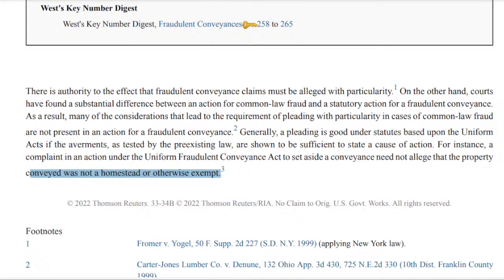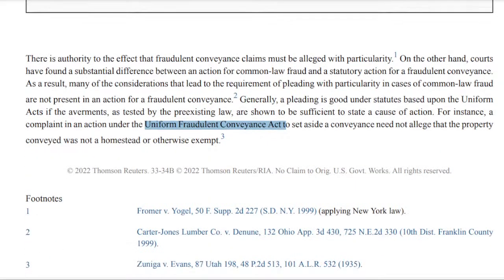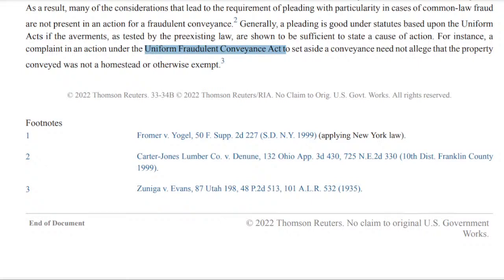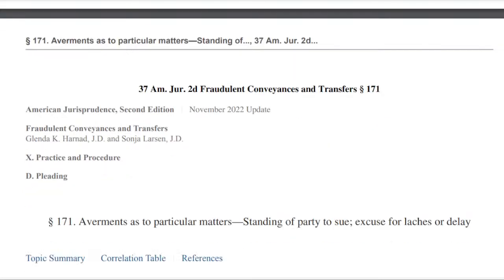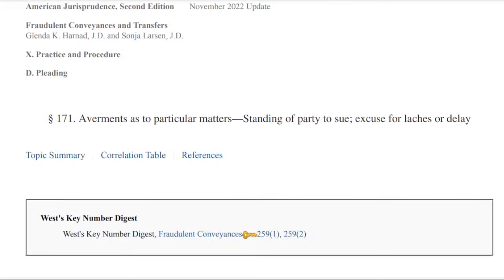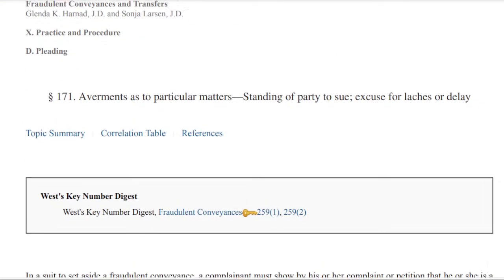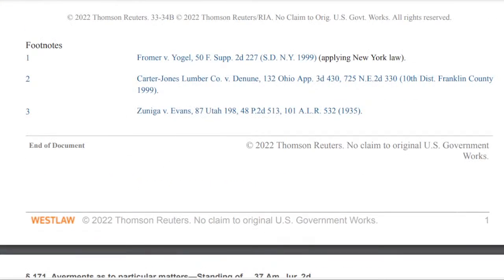And as we saw before, the Uniform Fraudulent Conveyance Act has actually been replaced a lot by the Uniform Fraudulent Transfer Act. And there are some interesting elements within the Conveyance Act that were more applicable to the common law that are not in the UFTA. So let's see, was there anything else besides, no, just these case holdings.